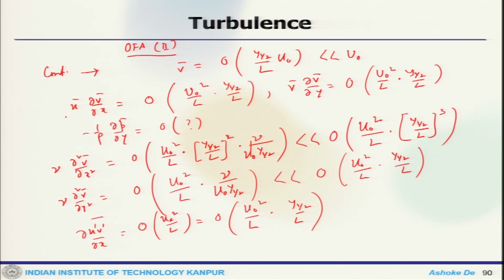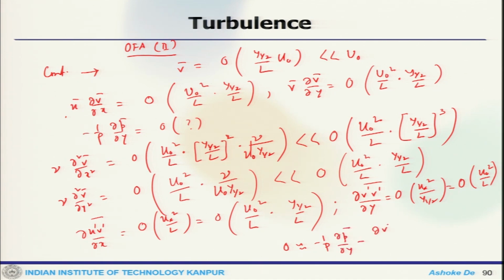And the last term, del v prime squared by del y, would be of order u star square by y half, which is of order u naught square by L. Now, the required balance of the leading terms using assumption 1 would get us that 1 by rho del p by del y equals minus del v prime squared by del y.